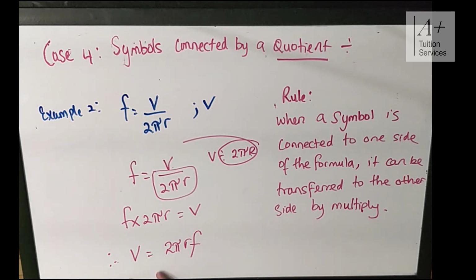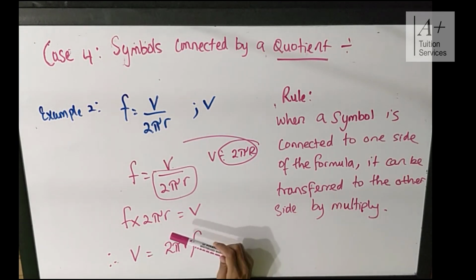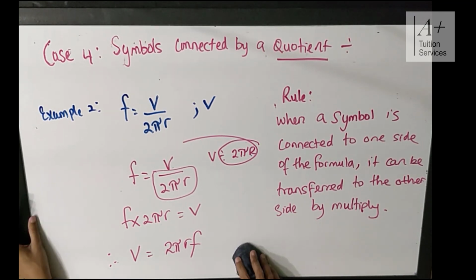So now we make V the subject of the formula. So 2 pi R moves across from division, from V divided by, and moves across, so it'll be F multiplied by. And because this has a symbol in it, we'll put the letter behind it. Sometimes you don't get the question wrong if this is forward, it means the same thing. These still multiply by each other. So good, this was example 2 of case 4, and it deals with division.